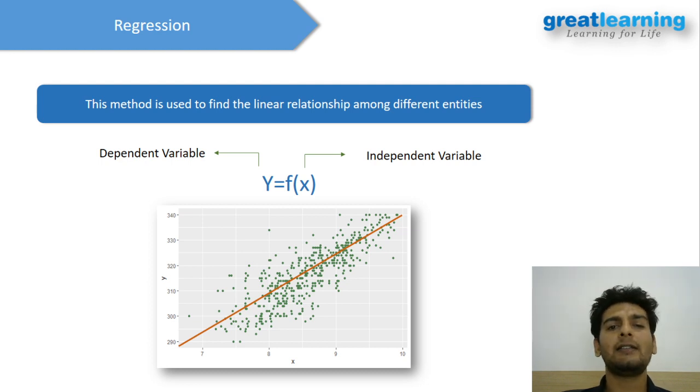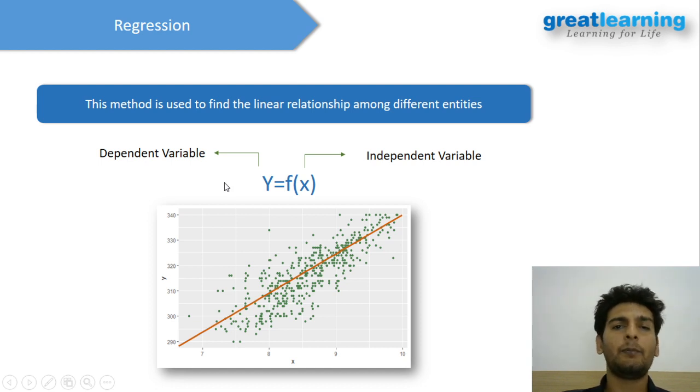And regression is basically used to find out relationship among different entities. And in this session, we're going to focus on linear regression. As the name states, linear regression is a specific type of regression algorithm, and it is used to find out the linear relationship among different entities. And in linear regression, your dependent variable is a continuous numerical value.